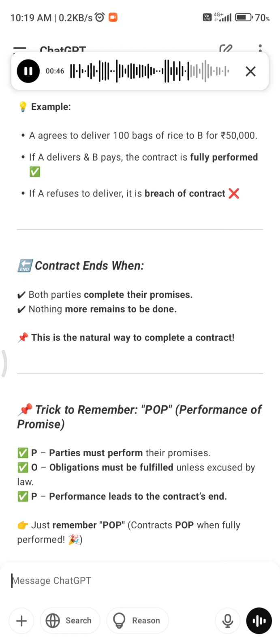Trick to remember, performance of promise. P, parties must perform their promises. O, obligations must be fulfilled unless excused by law. Performance leads to the contract's end. Just remember when fully performed.